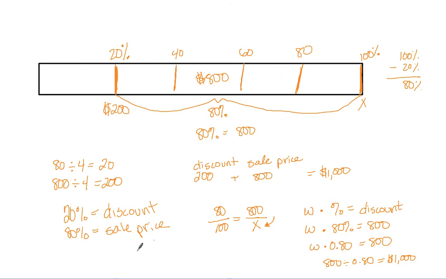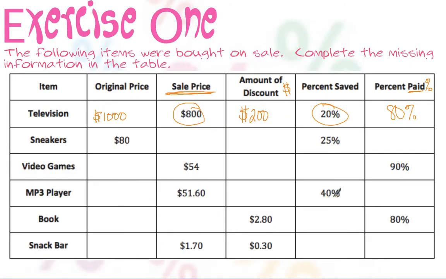What I also need from you now is, I know I've only given you one example, but I really want you to try these on your own. So what I want you to do from here on out is find the answer for sneakers, video games, MP3 player, book, and snack bar. Okay. Try your best, and when you come back, we are going to go over the answers and we'll go over how you got them, but I really want you to try it on your own, get your answers, and if you're struggling, draw your models.